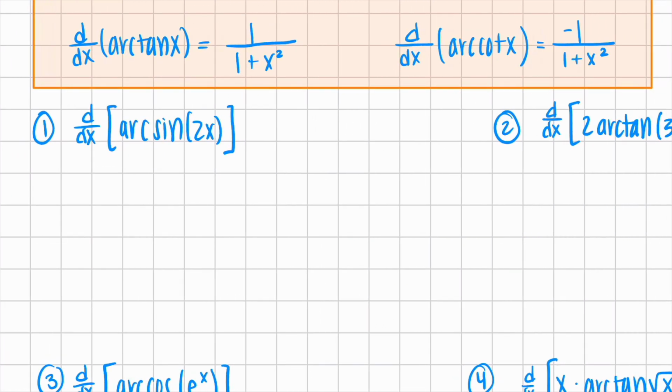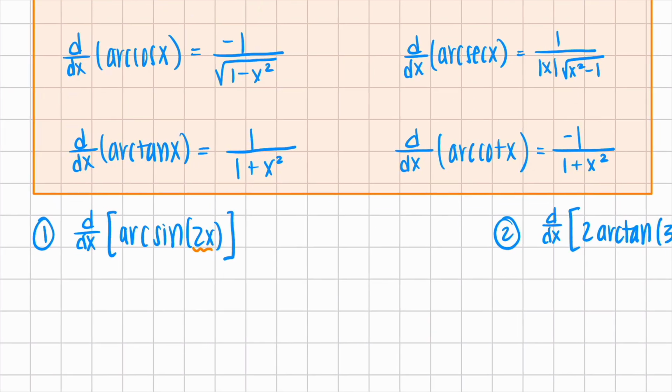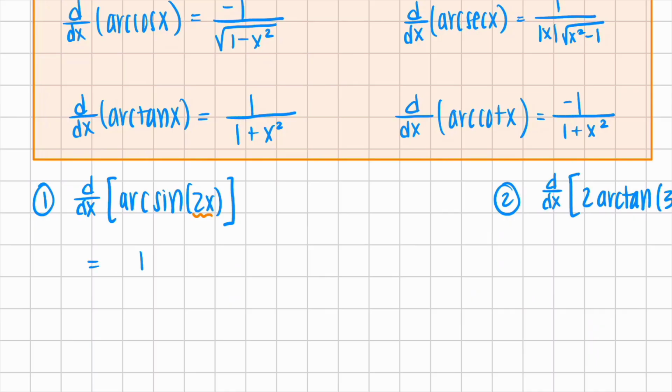So number one, I want the derivative of inverse sine of 2x, or arcsine of 2x. Those mean the same thing. And we know that the derivative of inverse sine is 1 over the square root of 1 minus x squared. Now notice for our example, instead of an x, we have a 2x. So we're going to plug in. This is going to equal 1 over the square root of 1 minus, instead of an x, we have a 2x squared.